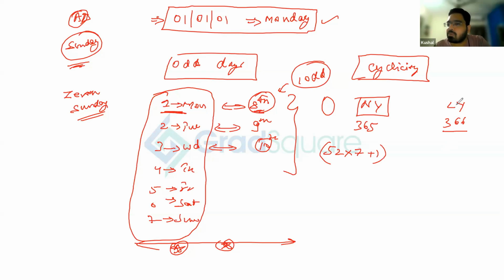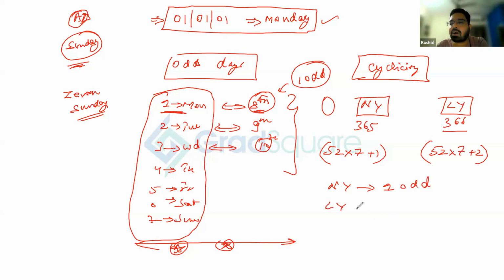Now, what will be the leap year? The leap year will turn out to be 52 into 7 plus 2. So we will always remember this fact: the normal year will have how many odd days? One odd day. A leap year will have how many odd days? Two odd days. Any doubts up to this? Please let me know.